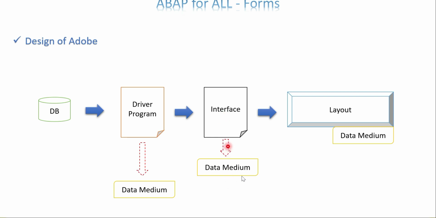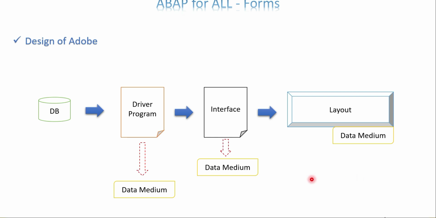Interface level means there may be a chance of writing code in the interface, such as initialization, or it could be in a subroutine or somewhere else. There are some places in the interface to write code, so you need to identify where this data medium is getting populated. Sometimes it might come from the driver program through a form interface variable, probably not from the global definitions. In that case, you need to identify the driver program and how the values are getting populated in the data medium from the driver program.